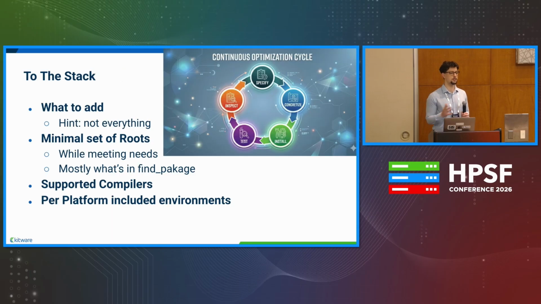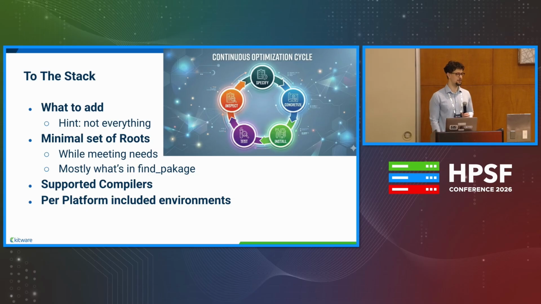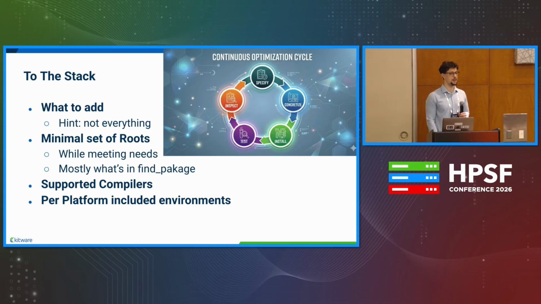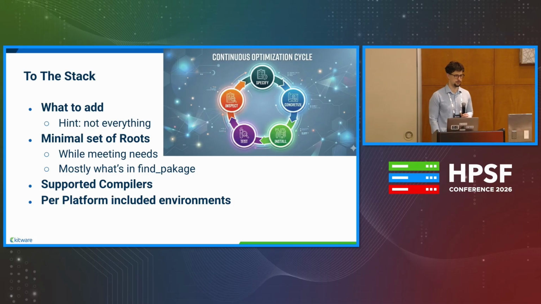So how do we actually start this process, right? The first thing we need to do when we are constructing a Spack environment and creating a Spack stack is: what do we add, right? We need something to populate this stack. And it's not everything. You should not be one-to-one mapping every single external project add call in your CMake Superbuilds to a root node in your Spack stack. You want a minimal set of roots. This allows maximal flexibility and maximal reuse.